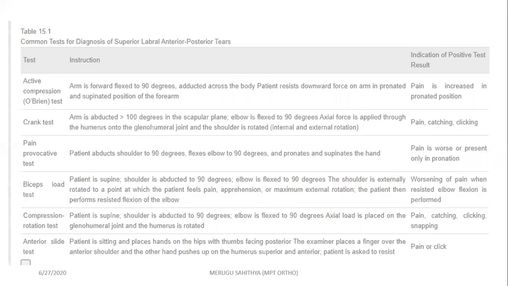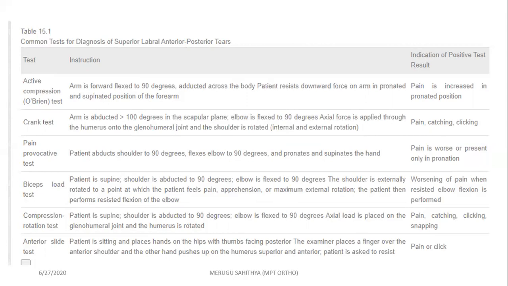Compression rotation test. The patient is in the supine position, the shoulder is abducted to 90 degrees, the elbow is flexed to 90 degrees, an axial load is placed on the glenohumeral joint, and the humerus is rotated. A positive test result is pain, catching, clicking, or snapping sounds.